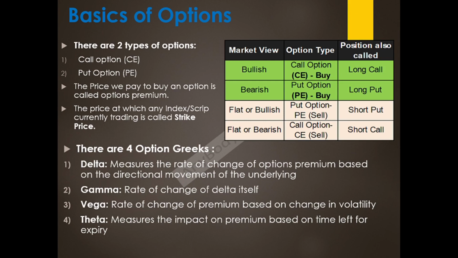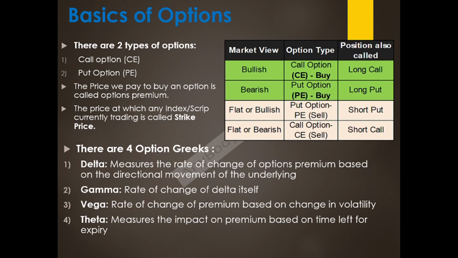I will explain on the option chain also what the option premium is and where you can see it. The price at which the index or script is currently trading is called the strike price. Continuing with my example, Nifty is around 18,500. If it opens at the same level tomorrow and I am going long, the price which I choose is called the strike price. So I am going to buy the 18,500 CE, and that is called the 18,500 strike price.